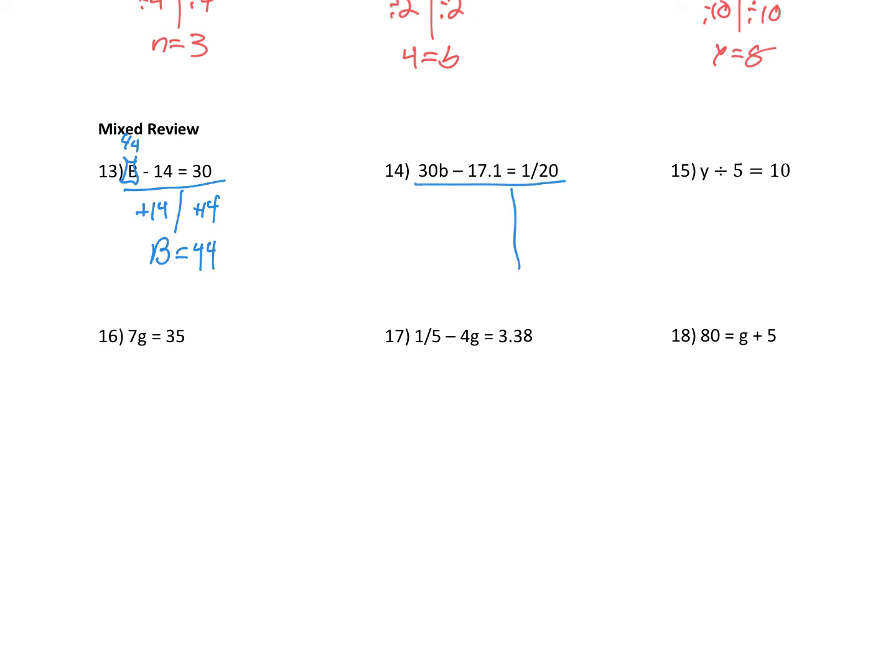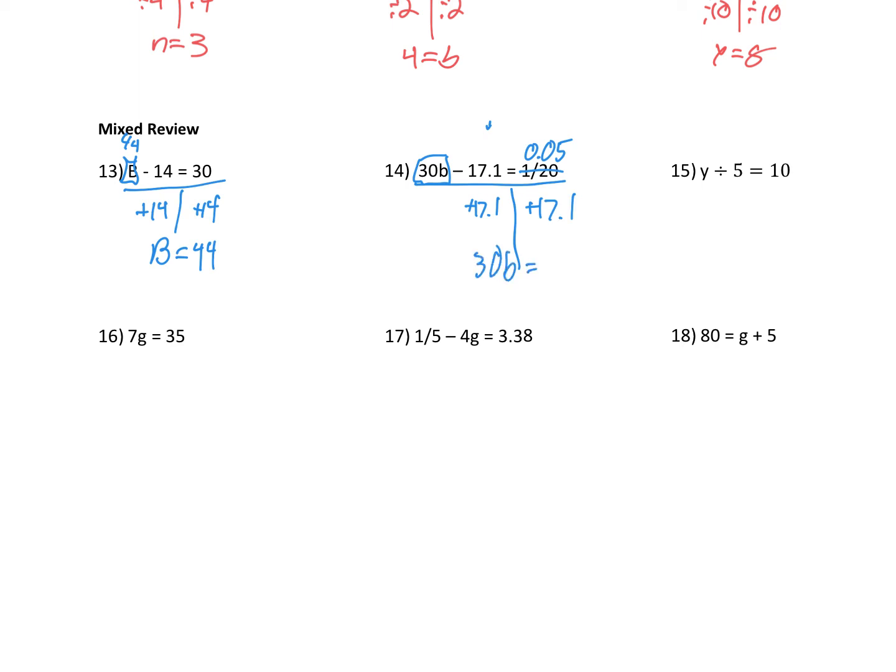Look at this one. Getting a little fancy on this one. 30b minus 17.1 equals 1/20. Whoa, all kinds of stuff to do with that one. All right, so let's figure out. Here we have decimals. Let's first change this to decimals. 0.05. That might make my life a little bit easier. Okay, so now we want to isolate our variable. Well, let's get rid of the minus 17.1 by adding it to both sides.